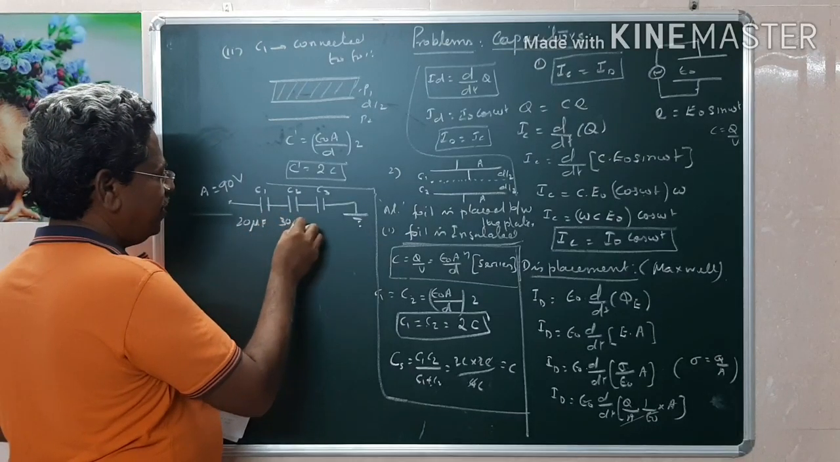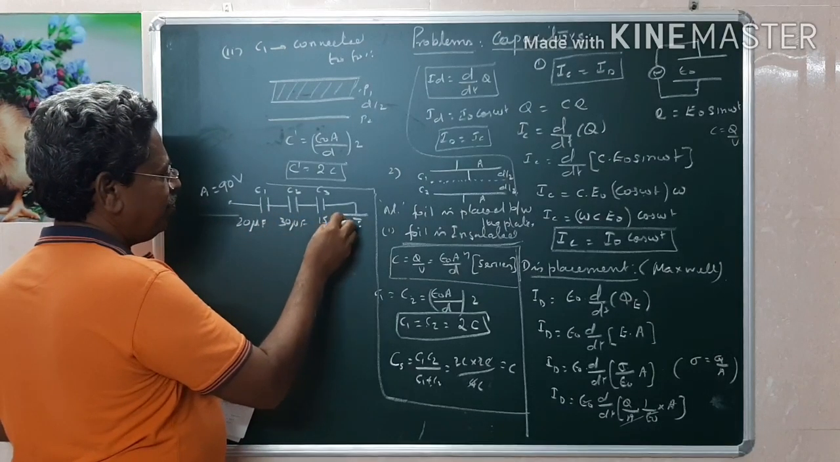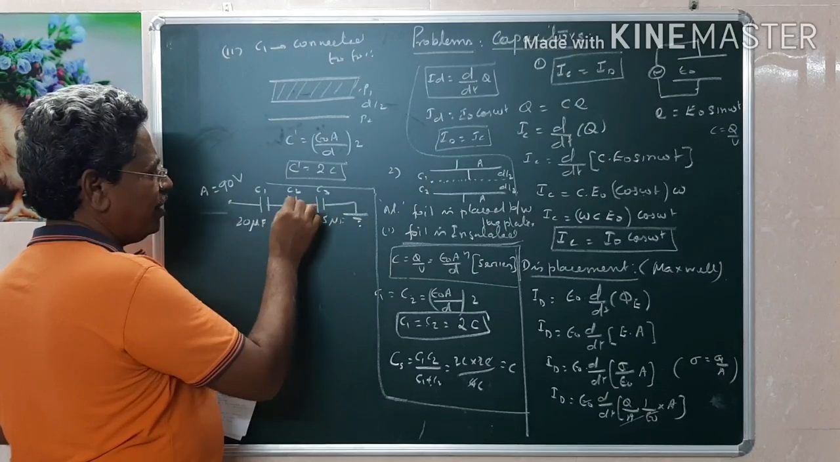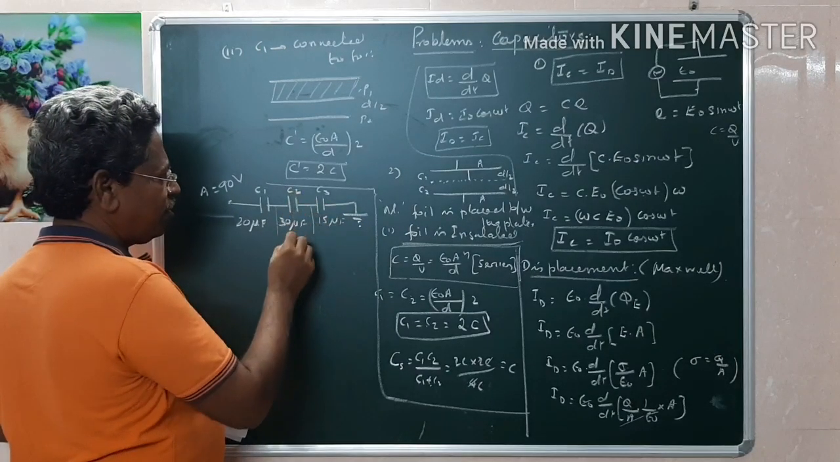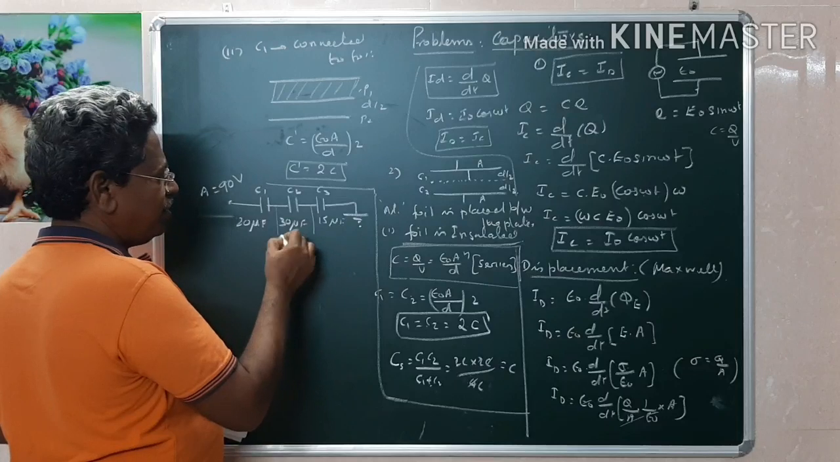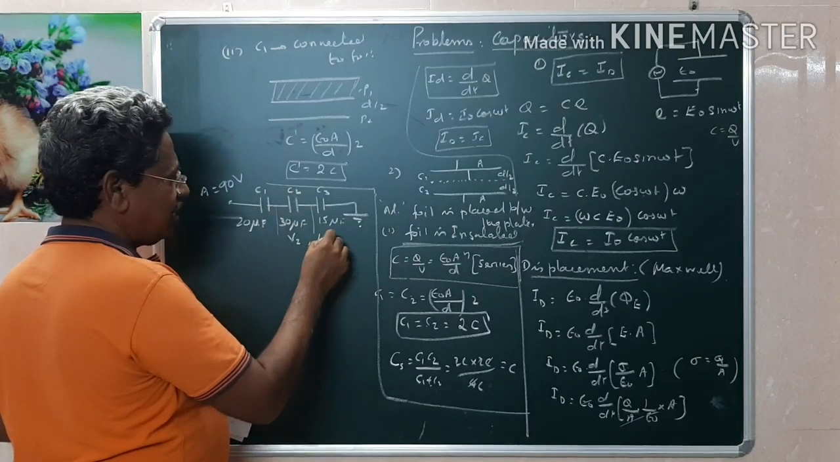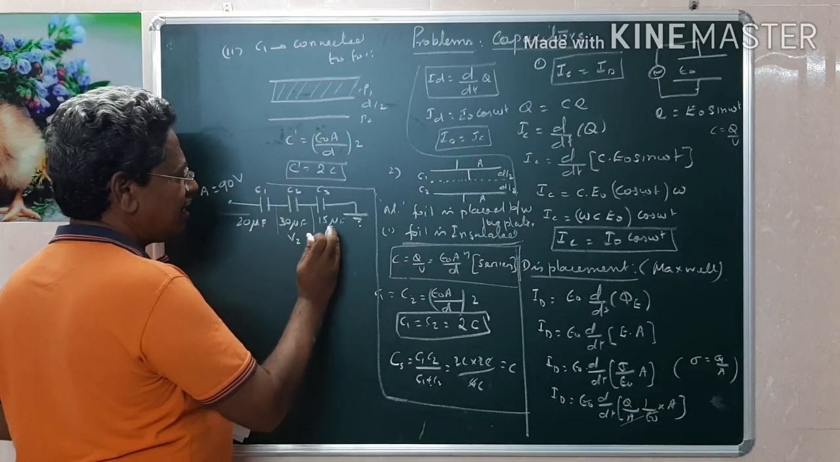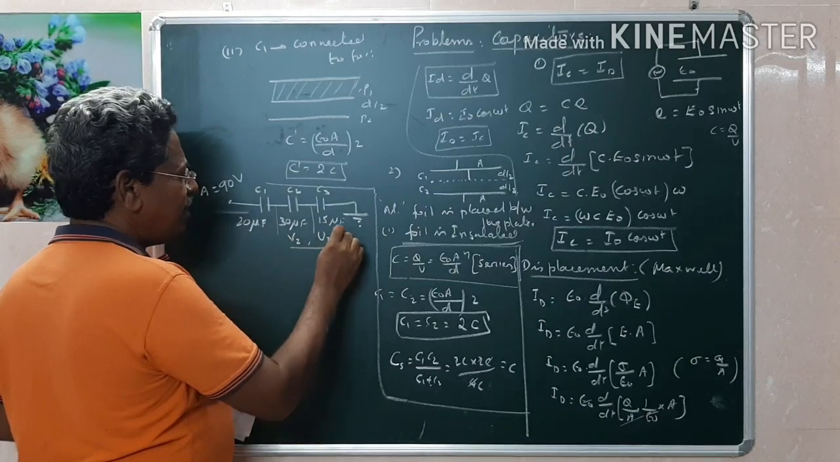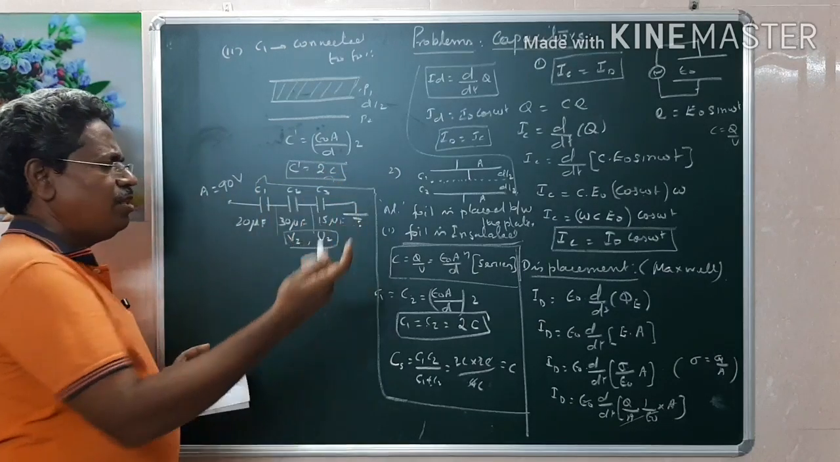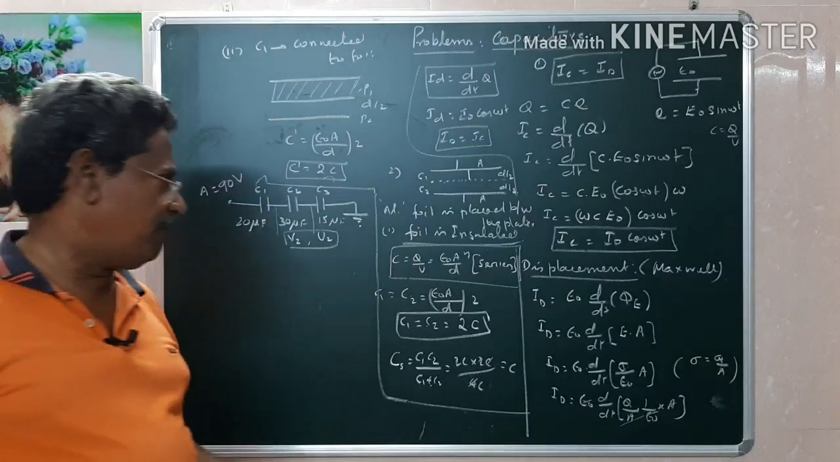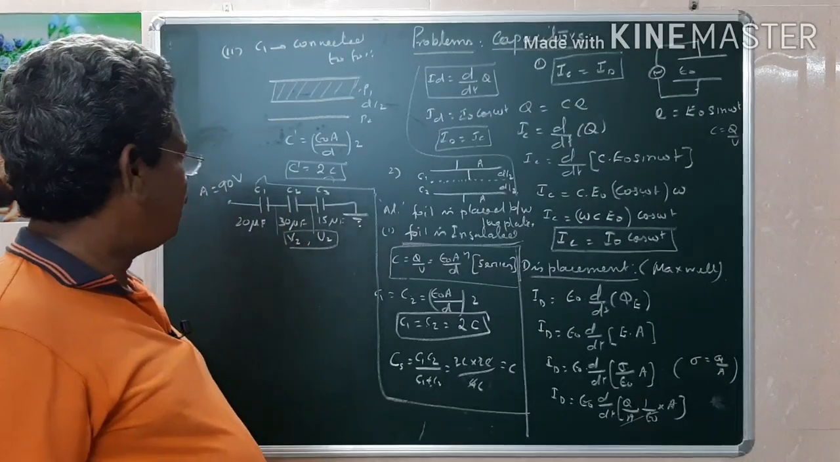C2 is 30 microfarad and C3 is 15 microfarad. You have been asked to find the potential difference across C2, V2, and the energy stored in the second capacitor, U2. Similarly, you can also find it for C1 and C3. For example, we are finding it for one capacitor, C2.